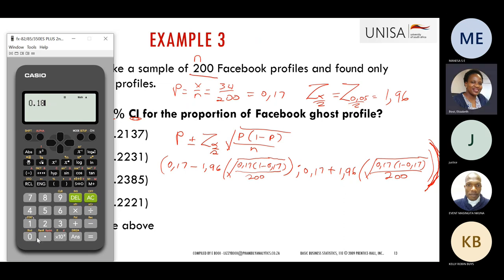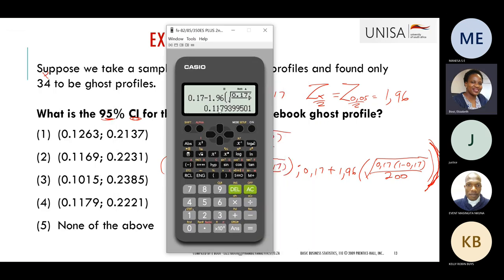Zero comma 17 minus 1.96 times the square root of my fraction, 0.17 times 1 minus 0.17 close bracket divide by 200, then go out again, and close bracket, and equal. My lower limit is 0.1179, which is this one.